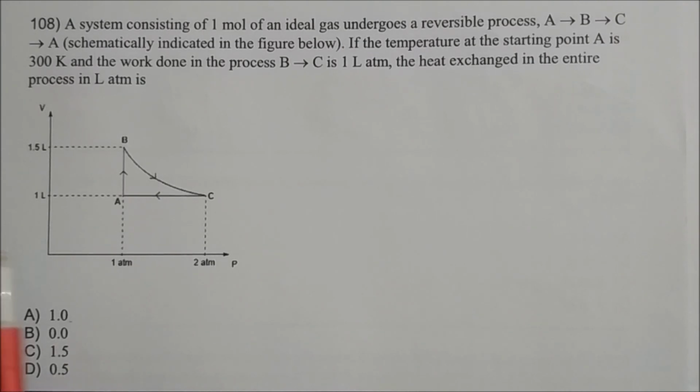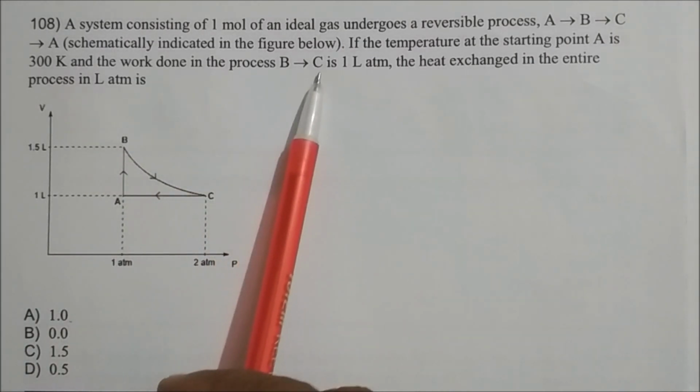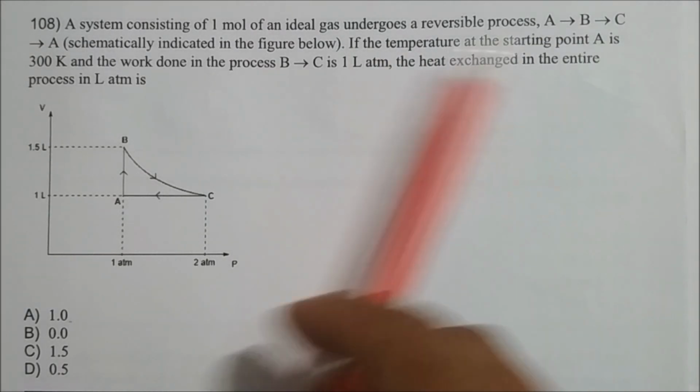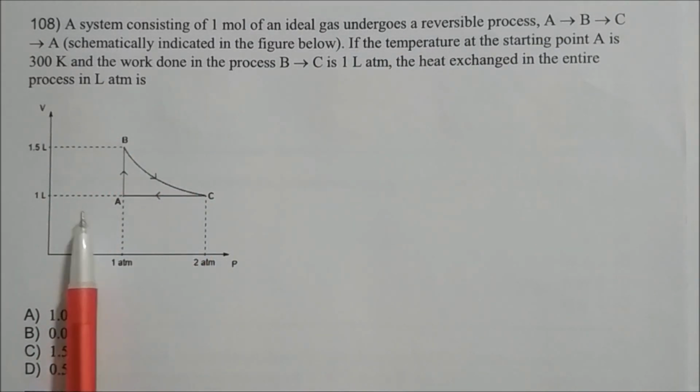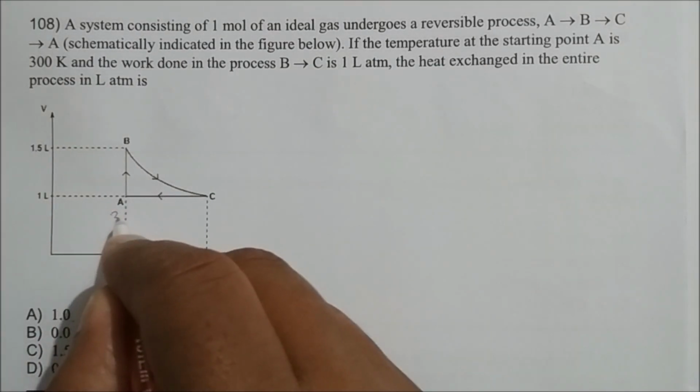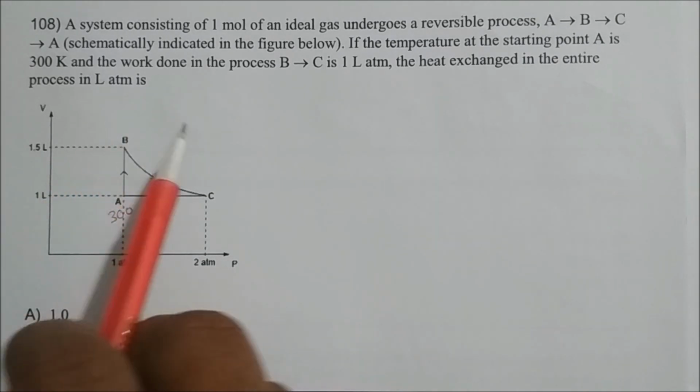Now a system consisting of 1 mole of an ideal gas undergoes reversible processes A to B, B to C and C to A. The diagram is given here. If the temperature at the starting point A is 300 Kelvin, this is your 300 Kelvin. What is the work done in the process B to C?